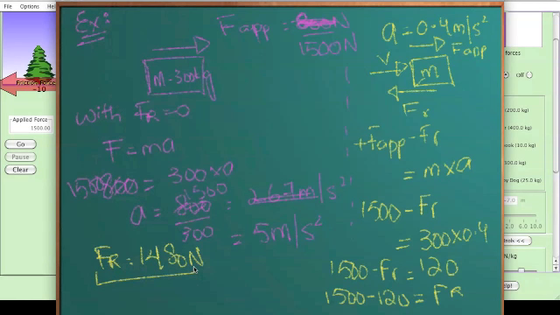For a particular mass on a particular ground, the frictional force would be constant if it's moving, at your level at least. So we know the friction force is 1480, and we'll just check from here whether it's 1480 or not.